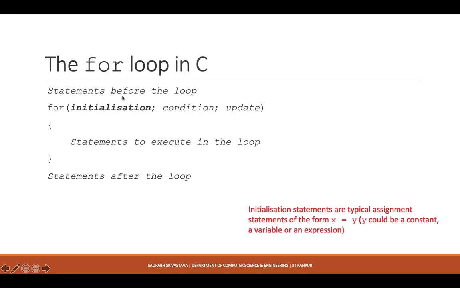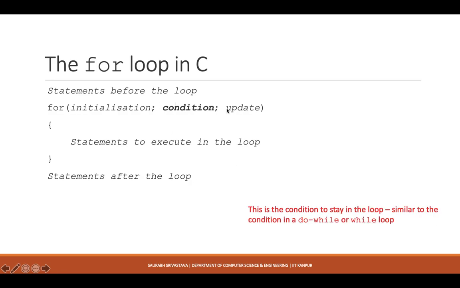The first slot is initialization. So you can do the initialization of certain variables here. The typical statements that you will see here are assignment statements, i equal to 0 kind of statements. So this is like x equal to y kind of thing. The second part is condition. So in the condition you put the same condition as we've been putting in the do while and while loop. So essentially this is the condition to stay inside the loop, right?